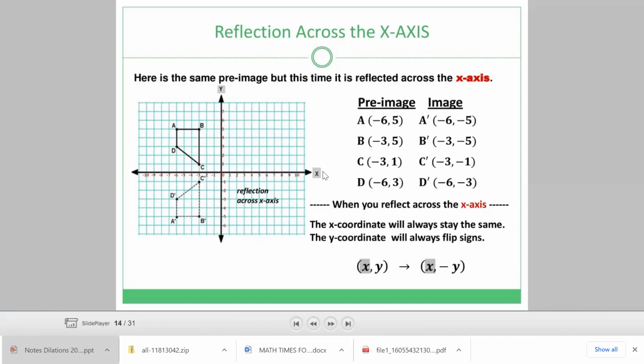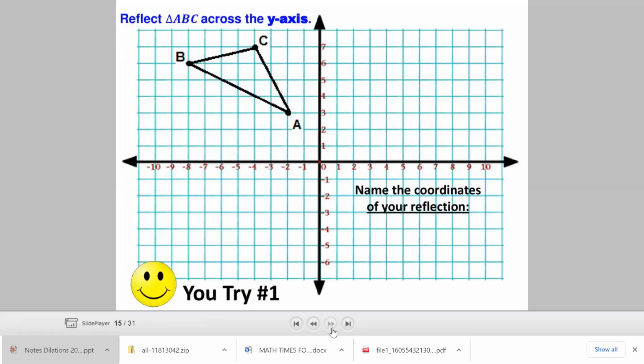Can someone tell me why we would decide to call the x-axis y equals 0? It's y equals 0 because it passes through the y-axis at 0. Very good. All right, the contributions look very good. You'll help each other there. Because the x-axis actually passes through the y-axis at 0, we also call the x-axis the line y equals 0.